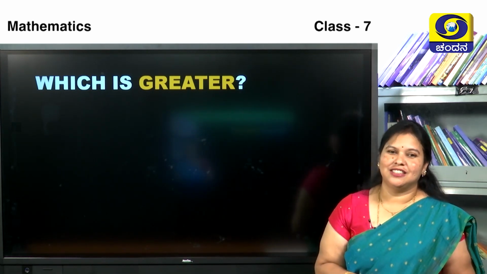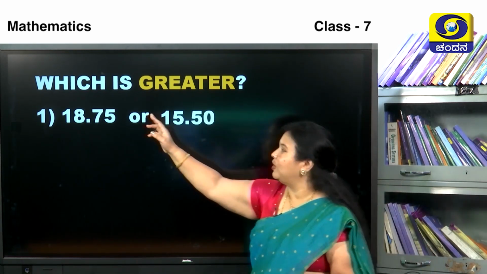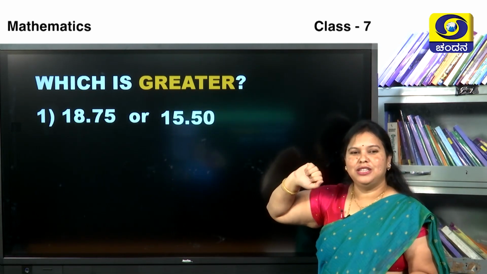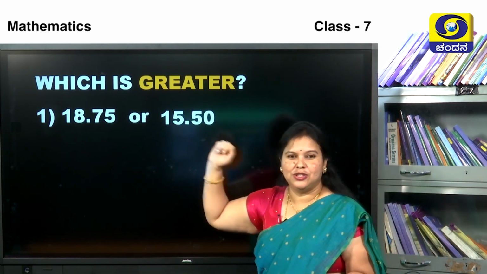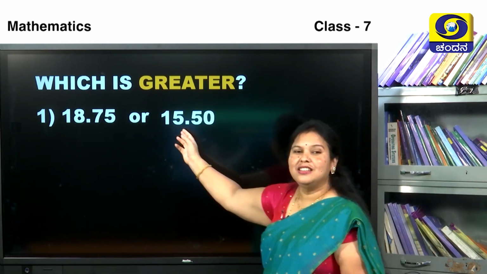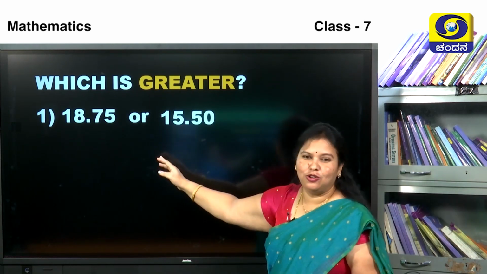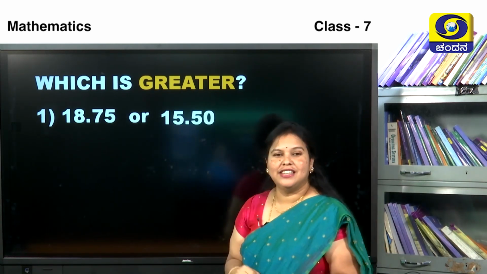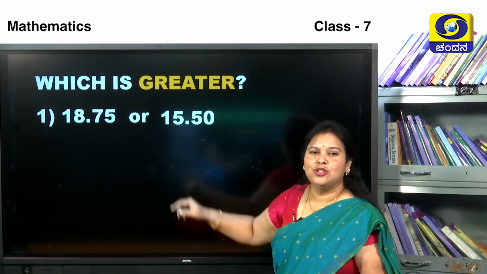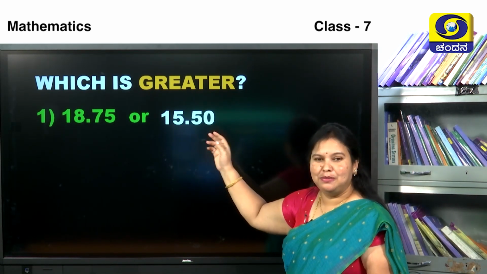Now, you have understood what is 1 by 10th, 1 by 100th and 1 by 1000th. So, we will check it by answering this one. Here we have two numbers, 18.75 and 15.50. Can you tell me which one is greater among these two? To decide which one is greater, first we have to compare the whole numbers. Here 18 and 15 are the whole numbers we have. So, which one is greater? Obviously, 18 is greater than 15. So, 18.75 is greater than 15.50.